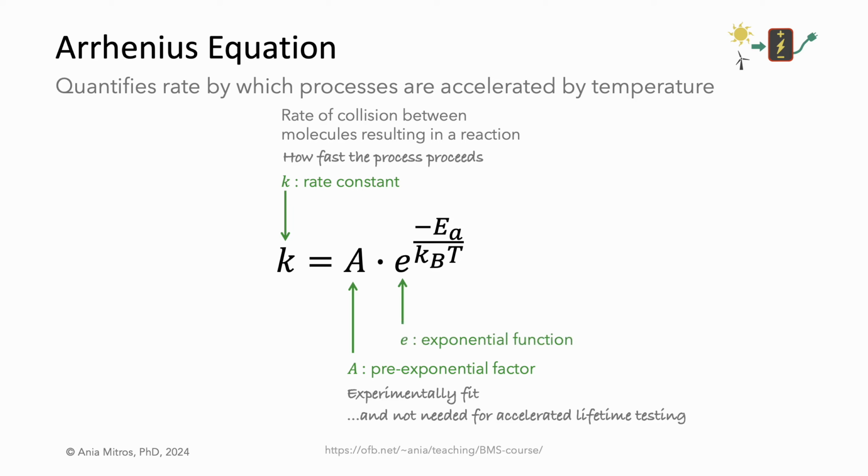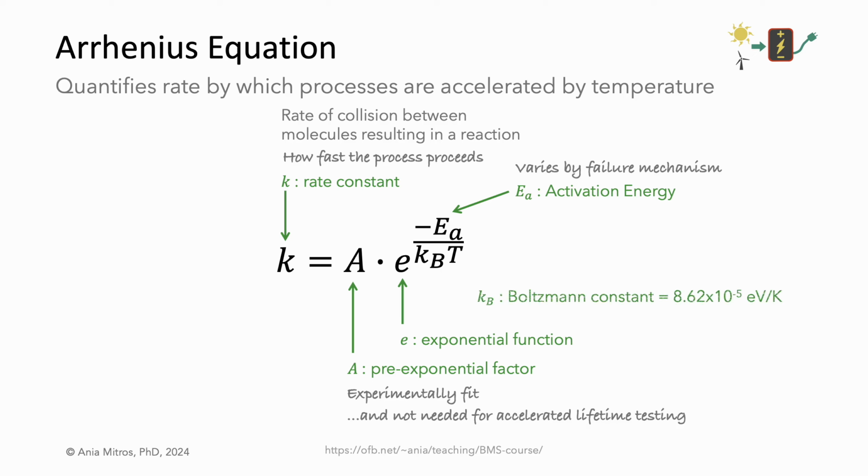E is here because the probabilistic part of this equation is an exponential. EA is the activation energy. It varies by the type of process. In the context of accelerated lifetime testing, it varies by failure mechanism. KB is the Boltzmann constant. T is the temperature in Kelvin.